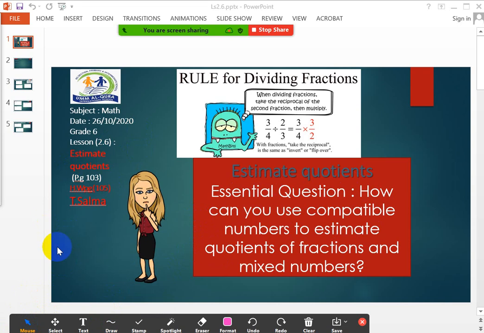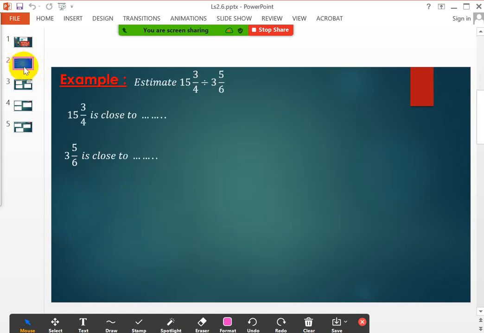And you know, for estimation there are many methods that I can use to estimate the quotient. So let's start, and I want you to focus with me on this example. First thing, we will solve this example to know how we will estimate the quotient. Girls, look, I want to divide 15 and 3 over 4 by 3 and 5 over 6.